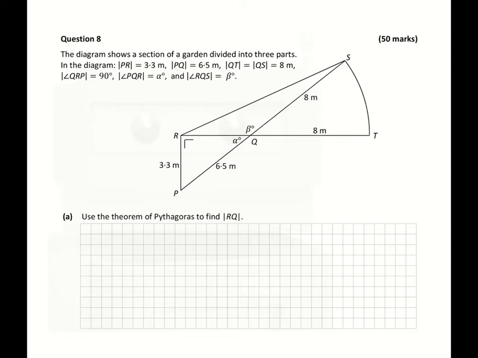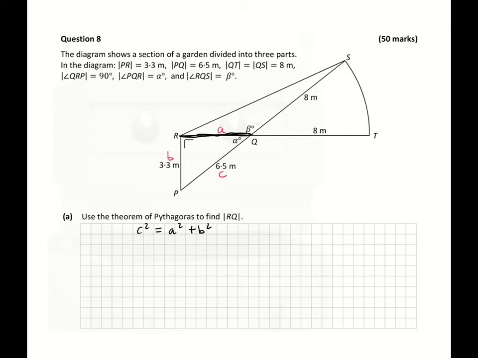So part A asks us to use the Theorem of Pythagoras to find RQ. So we have to look on our diagram, where is RQ? So RQ is this line here that we identify there. And remember, the Theorem of Pythagoras is that c squared equals a squared plus b squared. So we need to label our lines A, B and C. Obviously we're going to label the hypotenuse as C and then A and B.